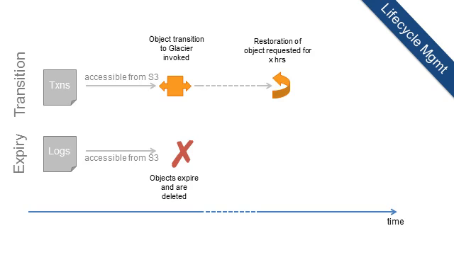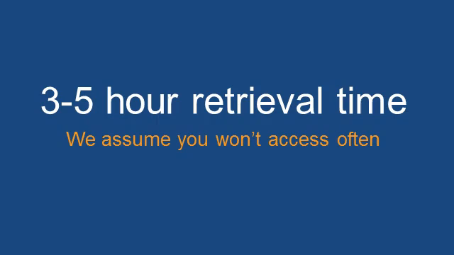The object will be returned back to RRS after a period of about 3 to 5 hours, which is how long it takes to restore data from Glacier. And that information will be held in S3 RRS for a predetermined time period. And at the end of that time period, it'll be deleted and the copy will be retained back on Glacier again. So the important thing to note there is that 3 to 5 hour retrieval time. So we're assuming that information that's stored in Glacier is not required that frequently.